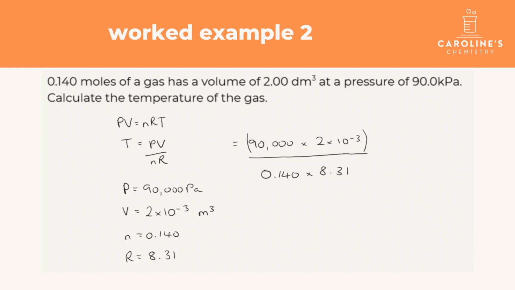So put that into your calculator line by line, and we overall get 154.72. Not quite our final answer. We need to consider the number of significant figures, and every single one of those pieces of data that we originally started with and use is 3 sig figs. So therefore our final answer to 3 significant figures is 155 Kelvin.